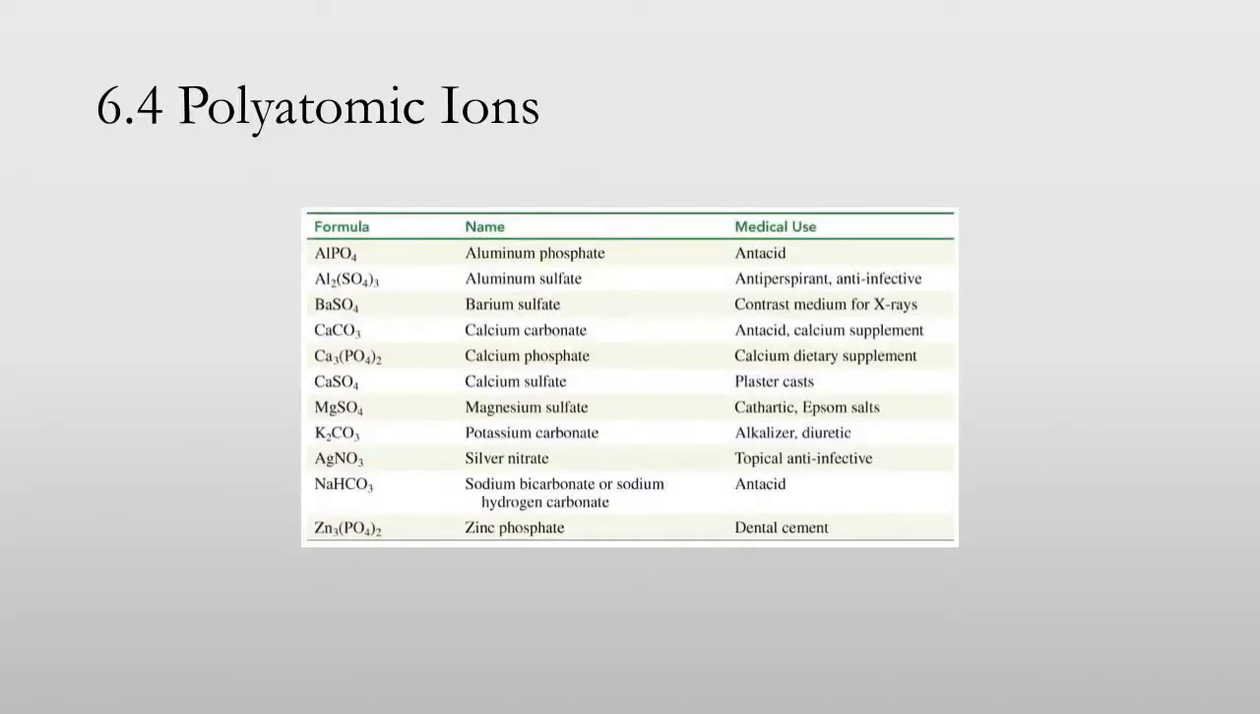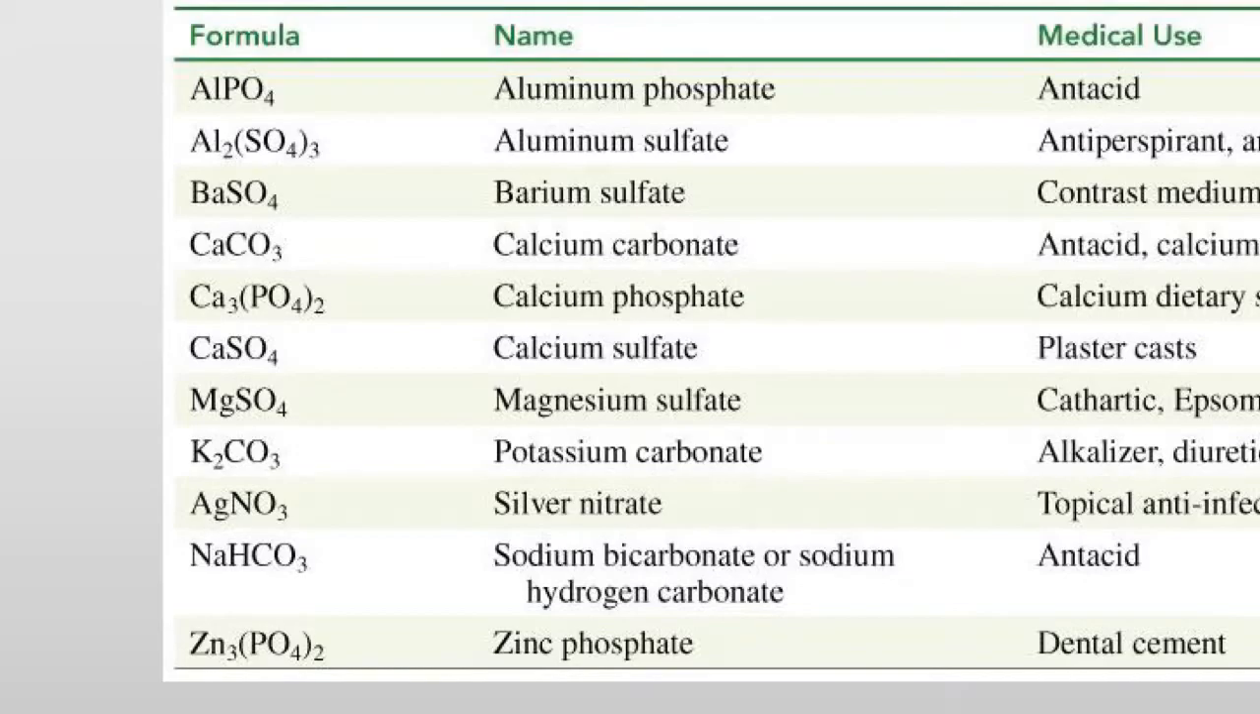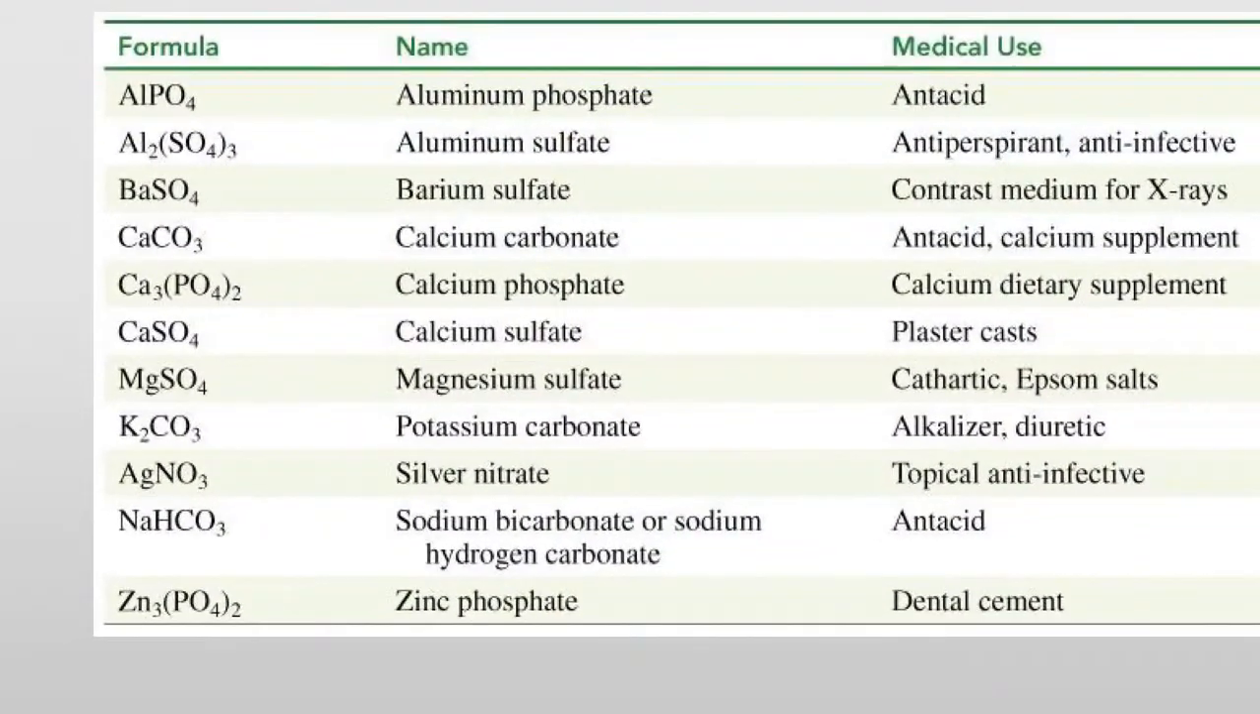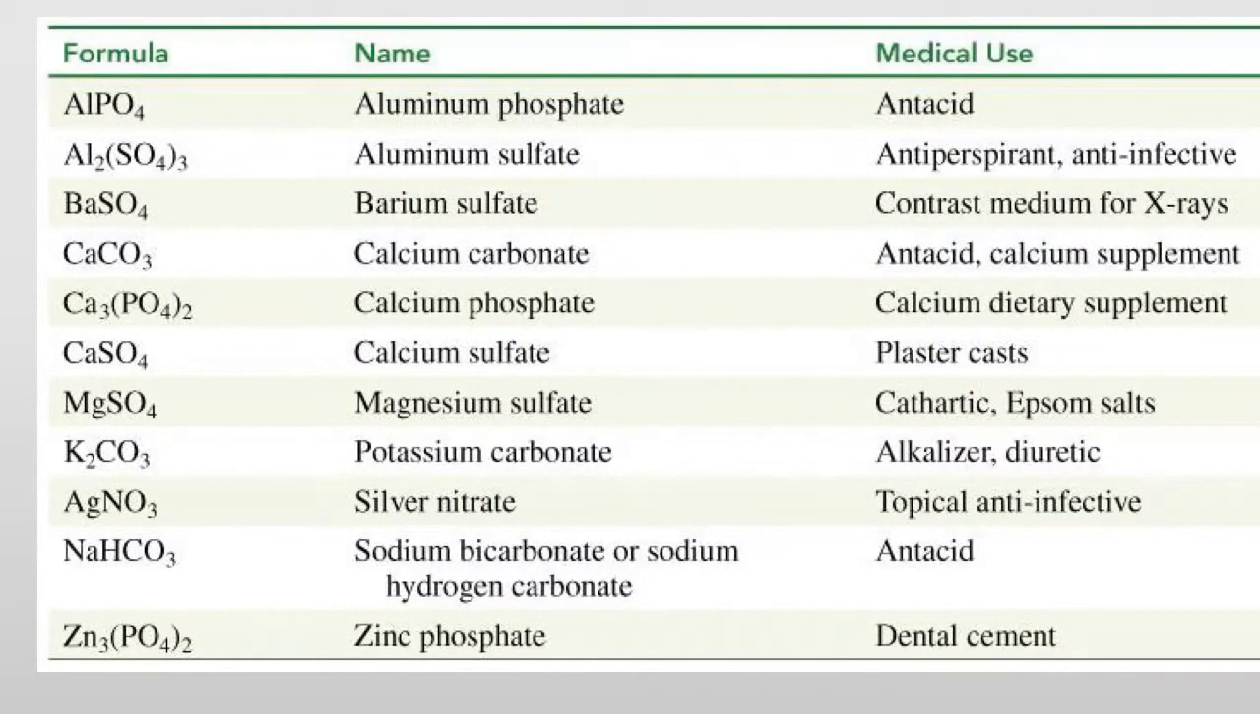This table here shows some ionic compounds that contain polyatomic ions. So you can see there's aluminum phosphate, AlPO4. It has the medical uses for these. Aluminum sulfate, Al2SO4 is an antiperspirant and anti-infective. Barium sulfate is a contrast medium for X-rays because it absorbs X-rays, X-rays don't pass through it. So you can see, like if someone ingests barium sulfate, you can see where the digested products are going to.